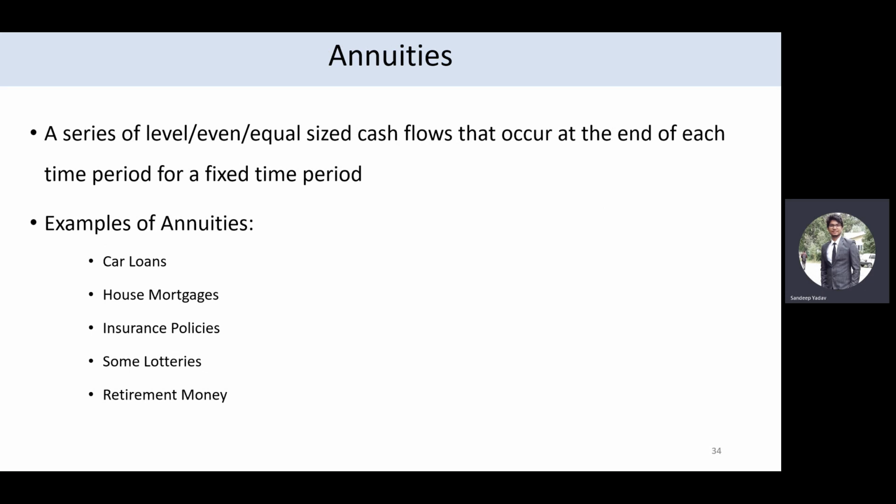So what are annuities? Annuities are a series of level, even, equal-sized cash flows that occur at the end of each time period for a fixed period of time. Examples of annuities: suppose you have a car loan, it's counted as an annuity. House and motor insurance policies, where you pay some amount of insurance annually, some lotteries, and retirement money will be treated as annuities.